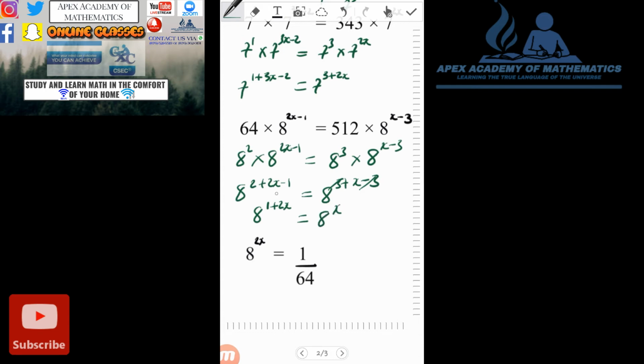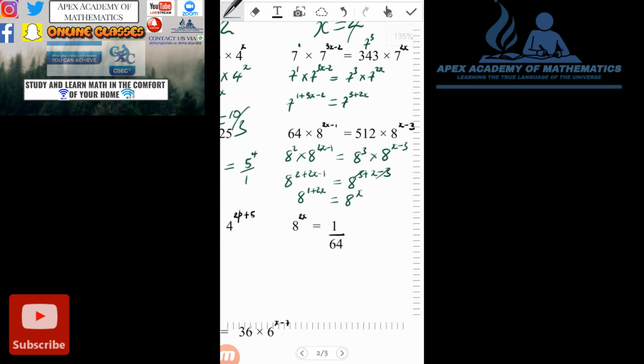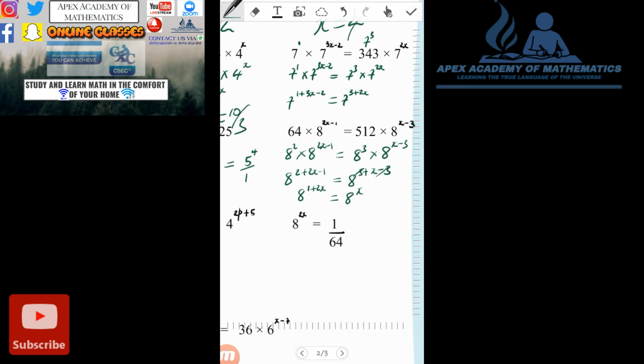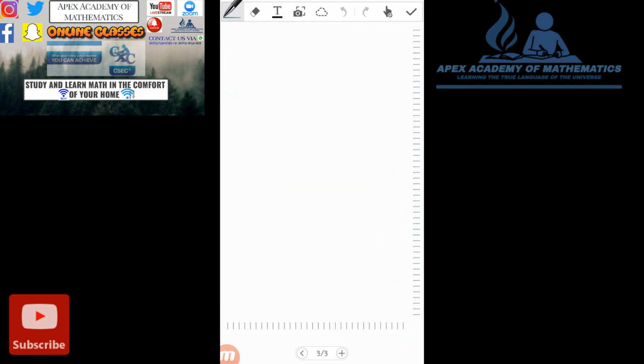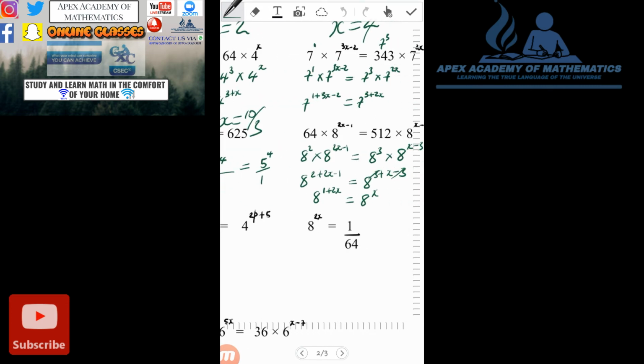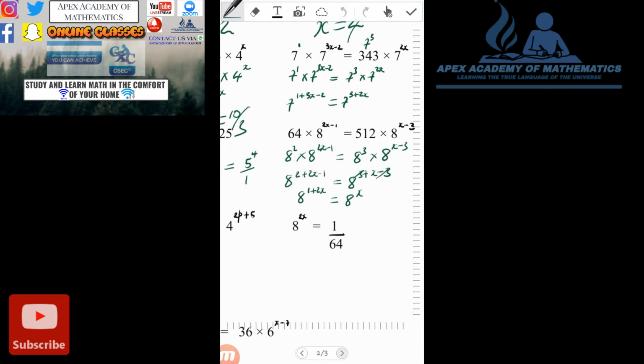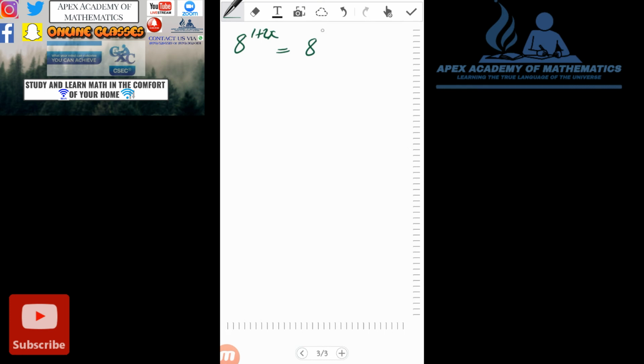So we have reduced our expression down to 2 bases and their individual powers. All we have to do now is go to the next step, so that is 8 to the power of 1 plus 2x, and that's equal to 8 to the x.